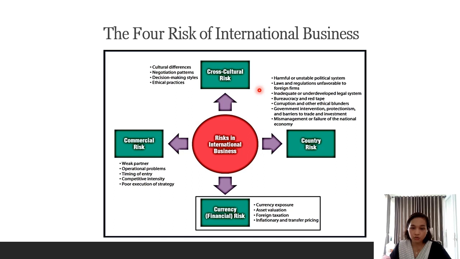We also need to identify the country risk, the financial risk, because obviously it will impact the business, and the commercial risk. Again, in short, international business means accepting the differences that happen in every country.